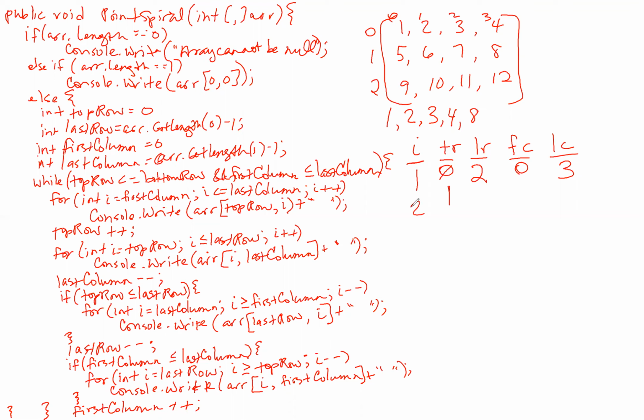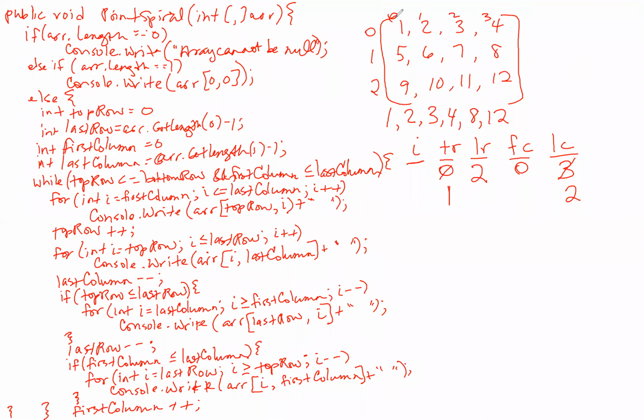I plus plus. 2 is less than or equal to 2. So we look at array at I, which is 2, and the last column, which is 3, and we get the 12. Print that. I plus plus. If 3 is less than or equal to last row is 2, so we get out of that for loop. And last column minus minus. So last column becomes 2. Okay, we'll restart our I.